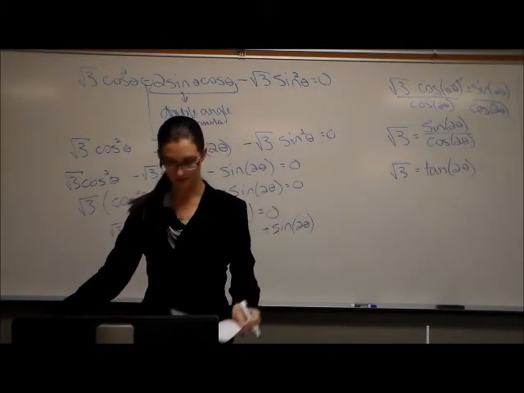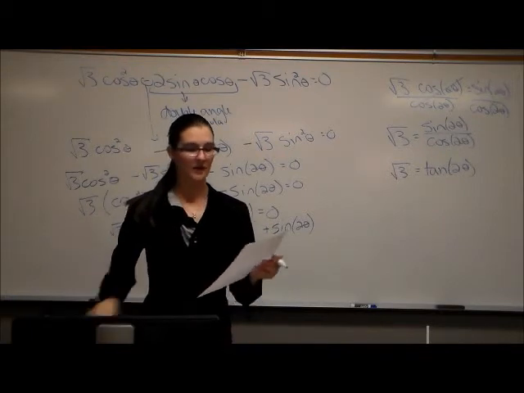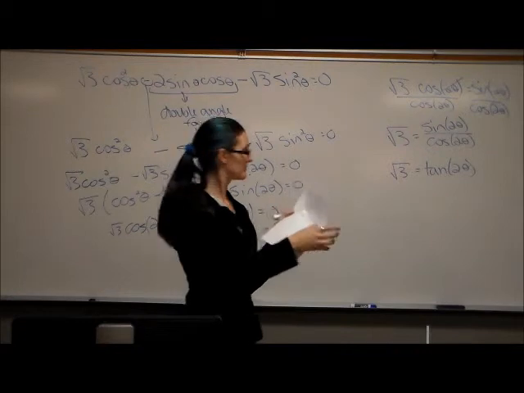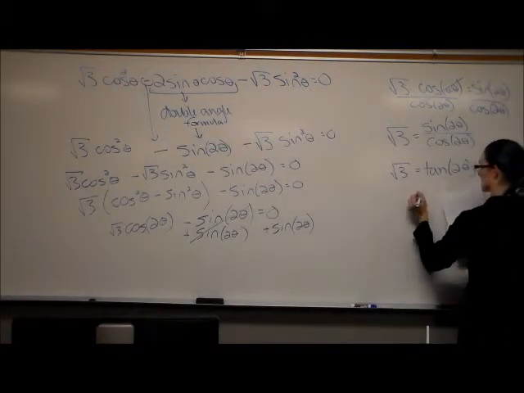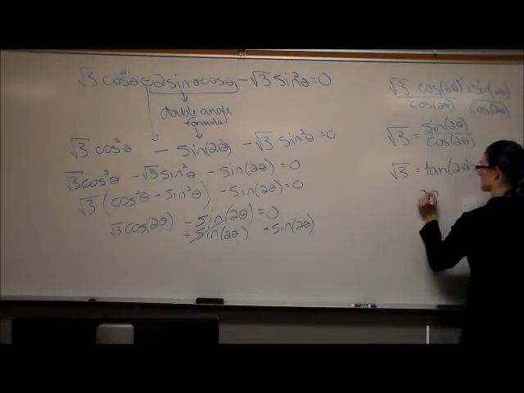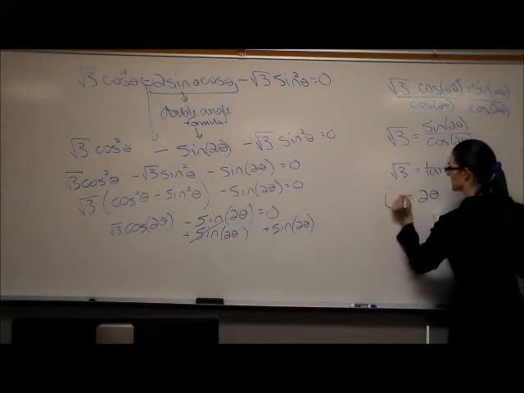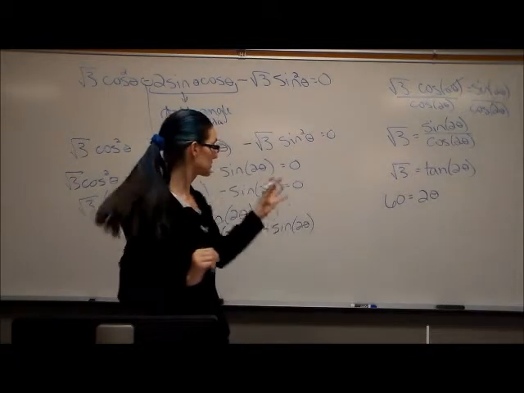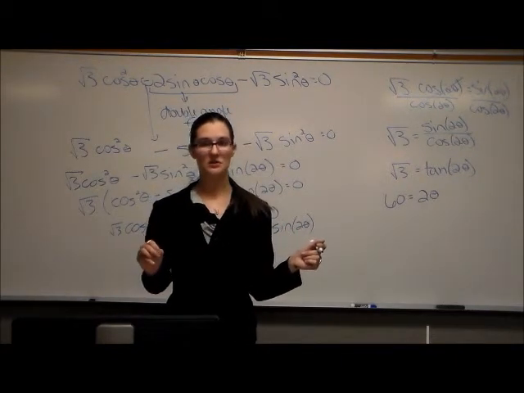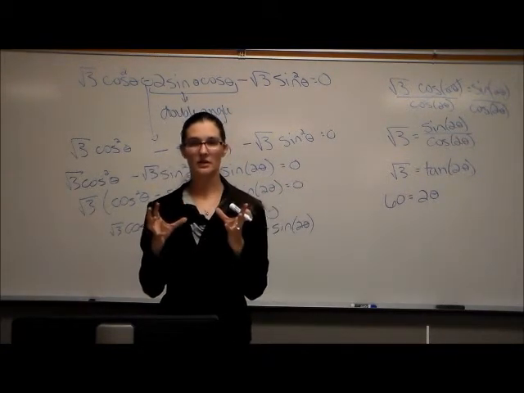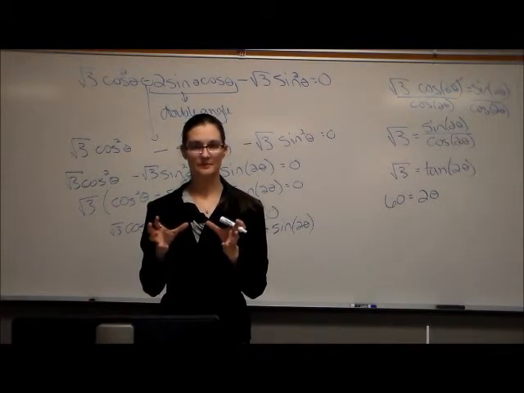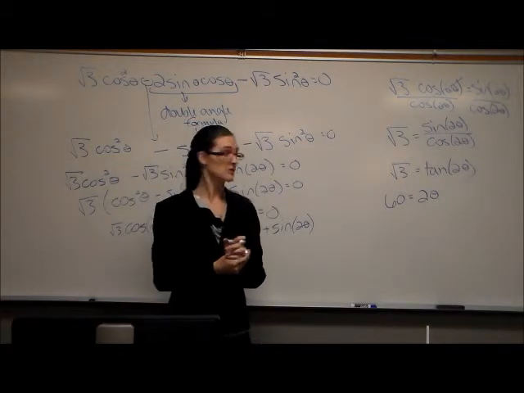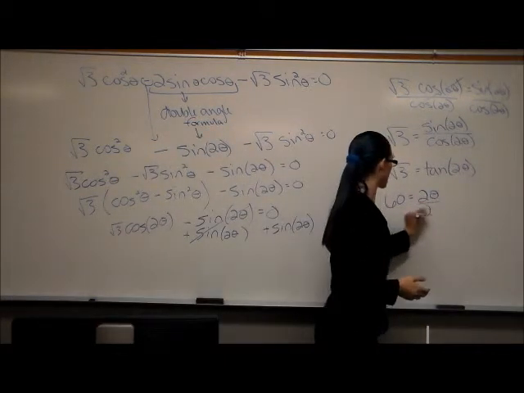Nope, I lied. They want degrees. They're making it easy on you this time. So tangent of 60 degrees is the square root of 3, right? So we have 2 theta will equal 60 degrees to make tangent equal to the square root of 3. The only way it can equal the square root of 3 is if tangent of whatever is 60 degrees. So 2 theta has to be equal to 60 degrees or it won't equal the square root of 3. Solve for theta, divide by 2.